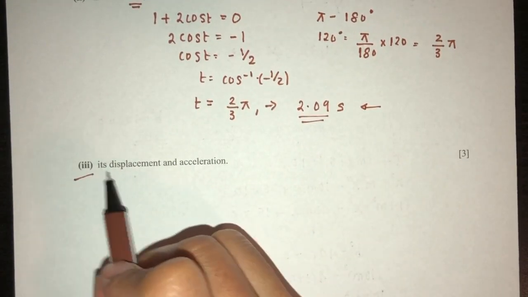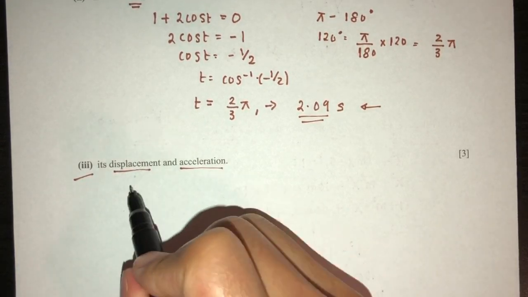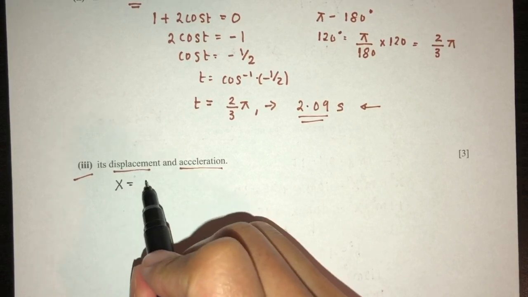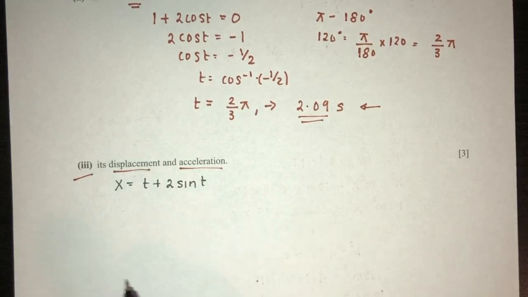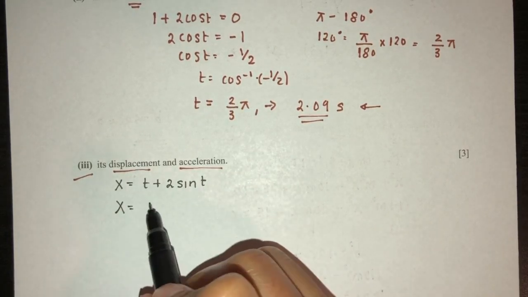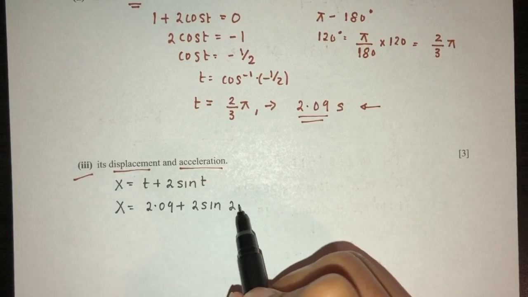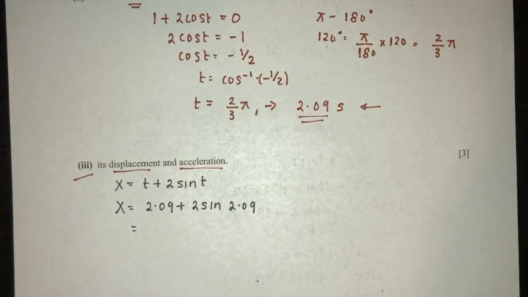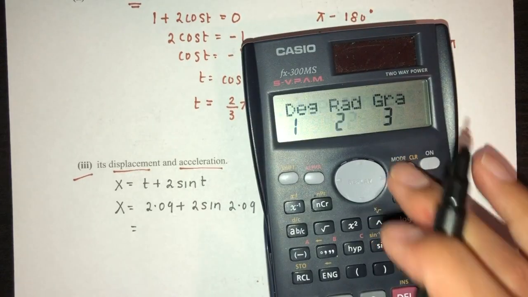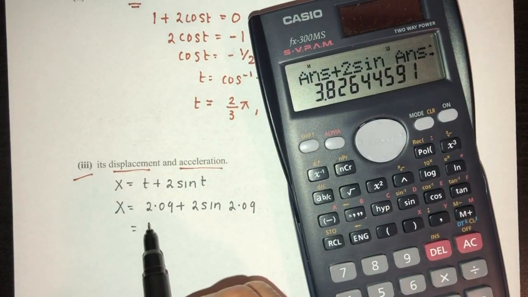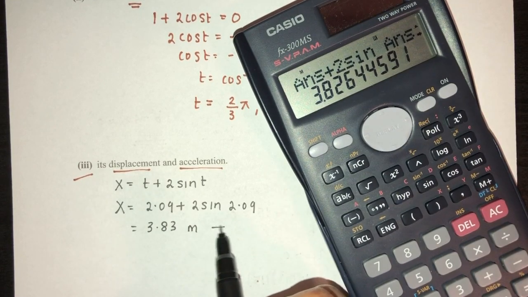Now part 3, find its displacement and its acceleration. So as you have seen from part 1, displacement x was given to you by t plus 2 sine t. So now x is equal to 2.09 plus 2 sine 2.09. That is given to you by what? So answer plus 2 sine answer. In terms of radians, that will be 3.83. That is in terms of meters for x.